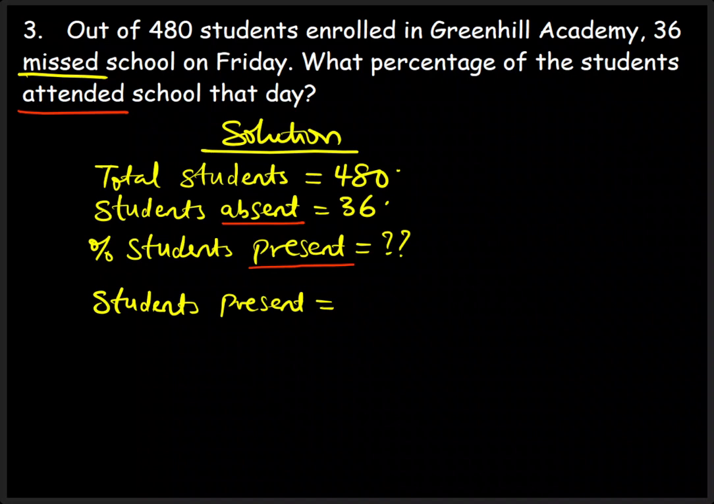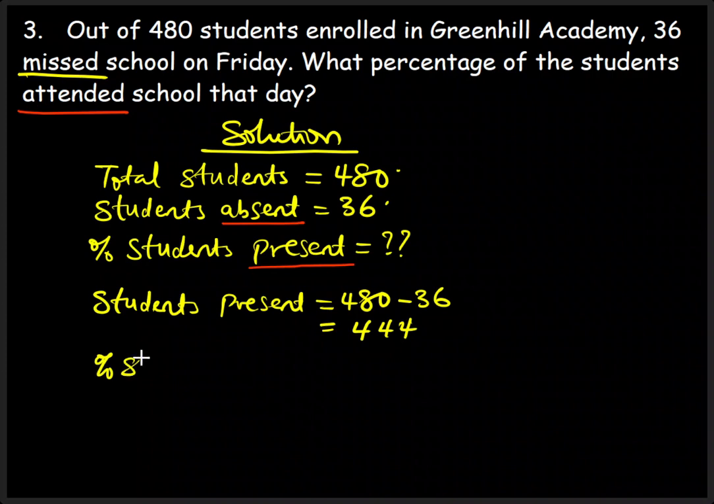I think this one does not involve percentage now. You have a total student of 480. 36 are absent. So by subtraction, number of students present will be 480 minus 36, and that will give us 444. Okay, so now this is the number of students present.